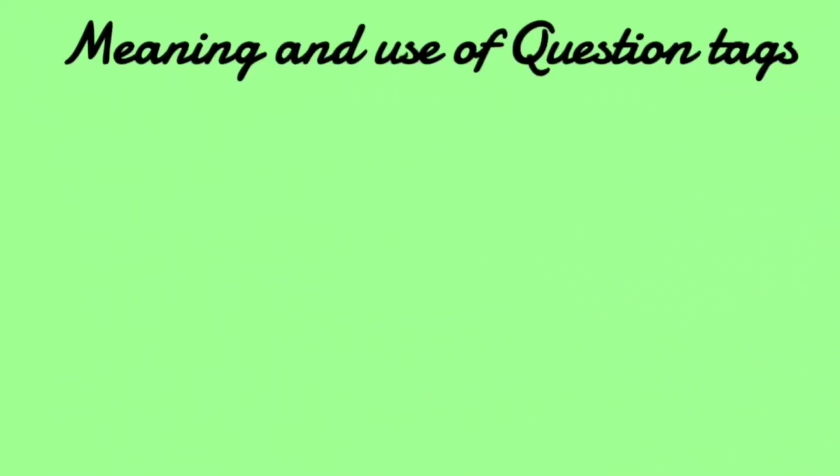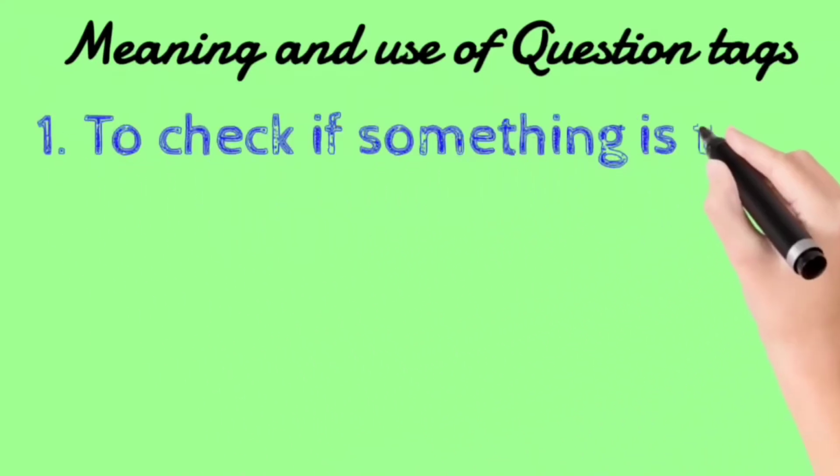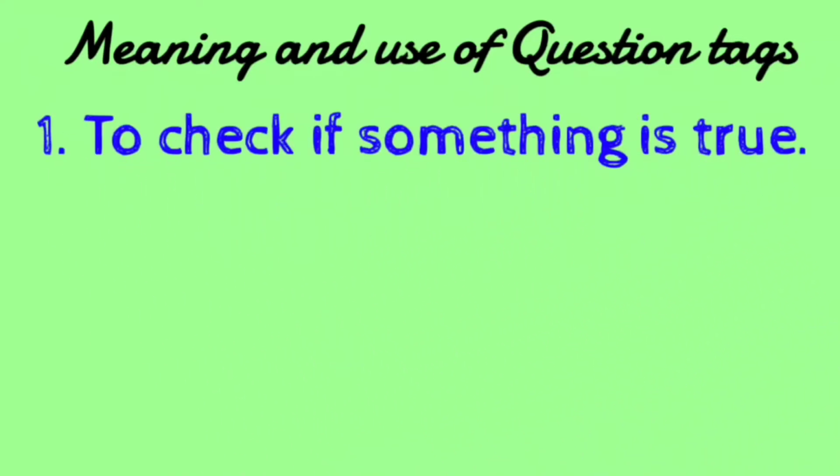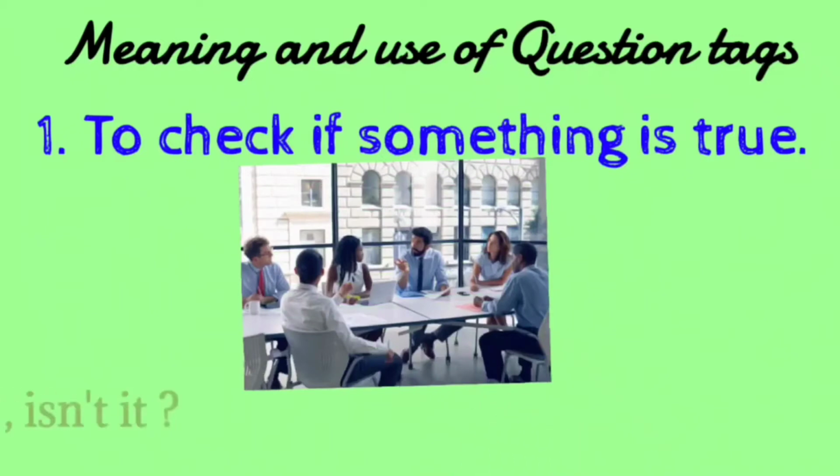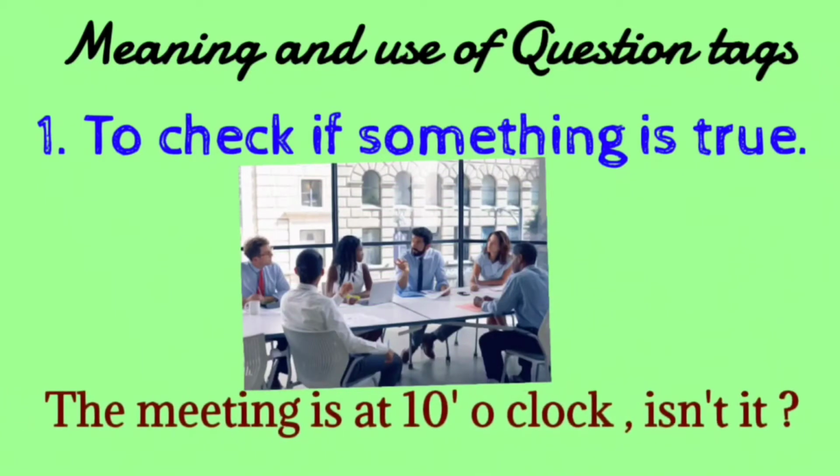Before that, let's see the meaning and uses of question tags. Meaning and use. Number one, to check if something is true. A statement is given, and we have to check whether it is true or false. So first of all, let's check a sentence. The meeting is at 10 o'clock.